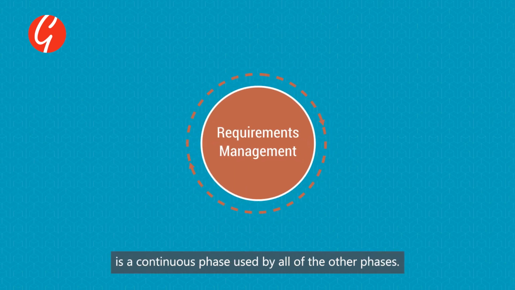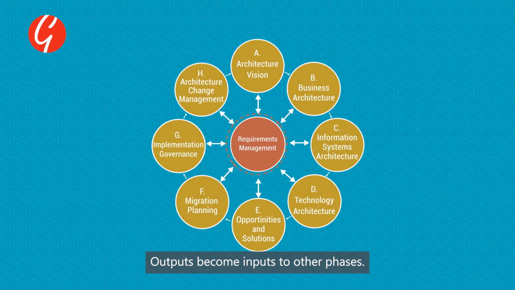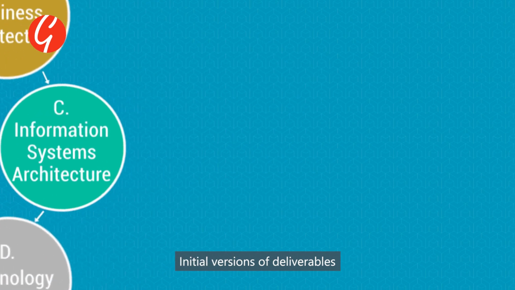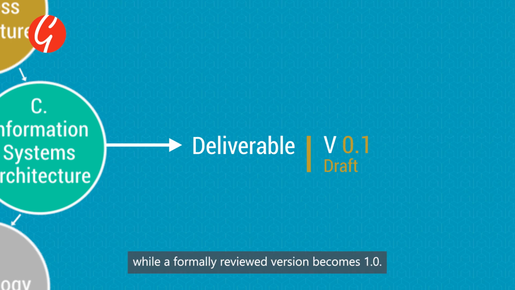Requirements management is a continuous phase used by all the other phases. Outputs become inputs to other phases. Initial versions of deliverables are shown as version 0.1, while a formally reviewed version becomes 1.0.